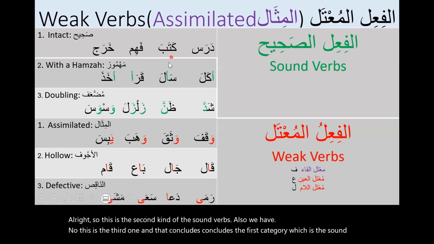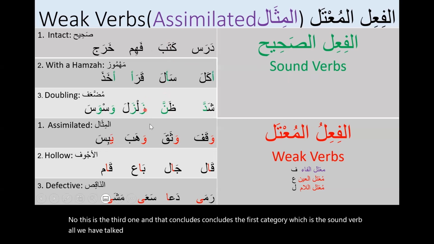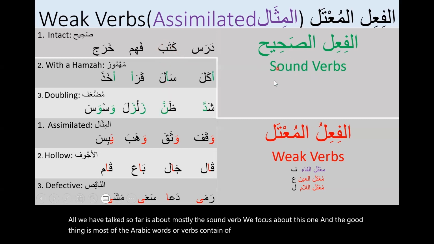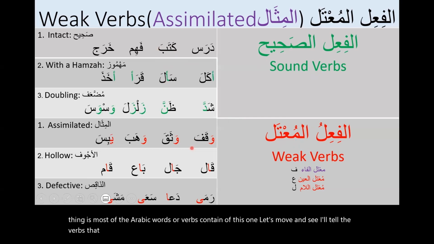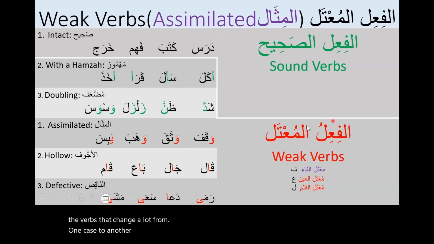All we have talked about so far is mostly the sound verb. We focus on this one. The good thing is most of the Arabic words or verbs are of this type, the al-fi'l al-sahih. Let's move and see al-fi'l al-mu'tal, the verbs that change a lot from one case to another, changing rapidly. So that's why they call it mu'tal.